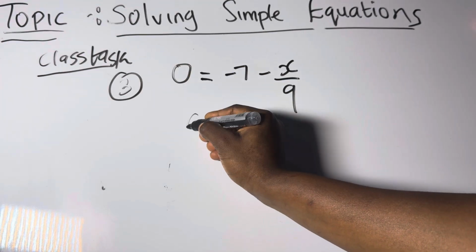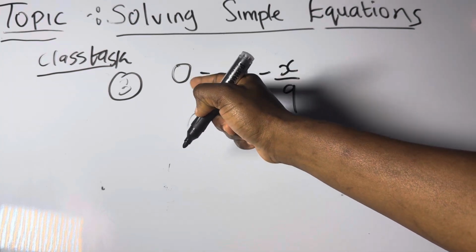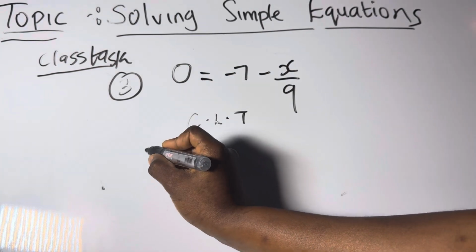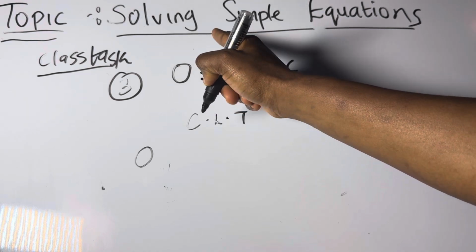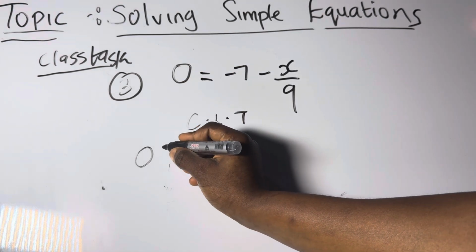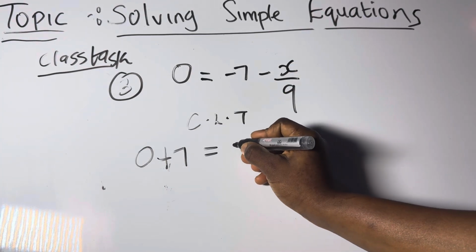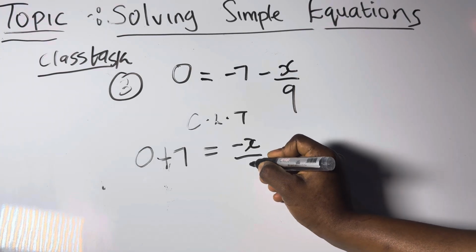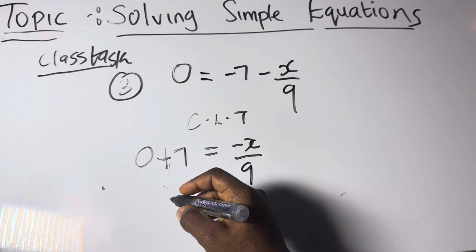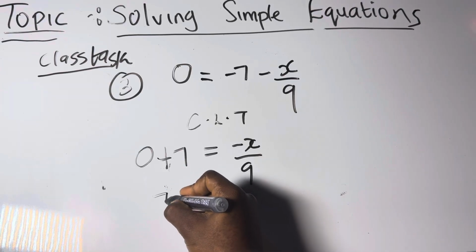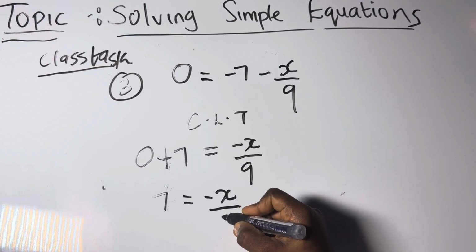Now, here we collect like terms. Now, these two are siblings, right? So that means 0, this minus will cross to the other side and it will change to a positive 7 equals minus x over 9. 0 plus 7 is 7, equals minus x over 9.